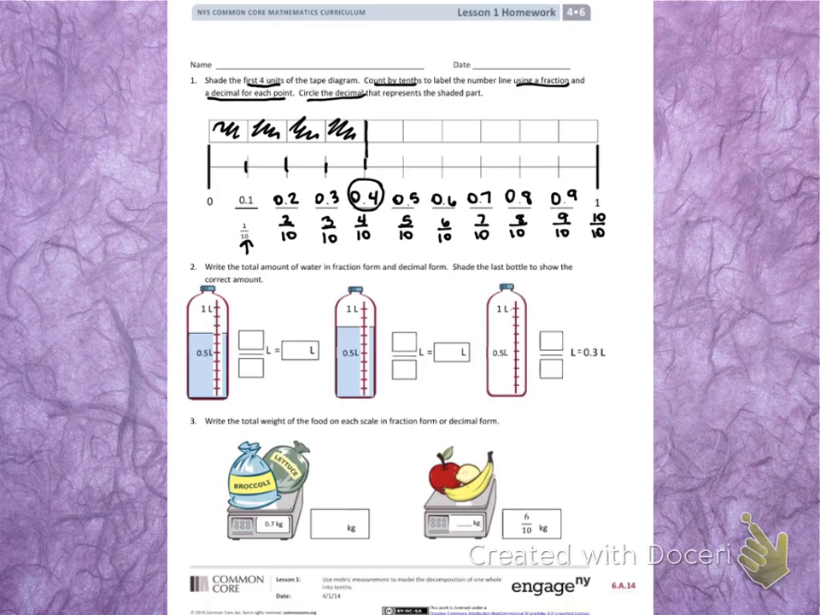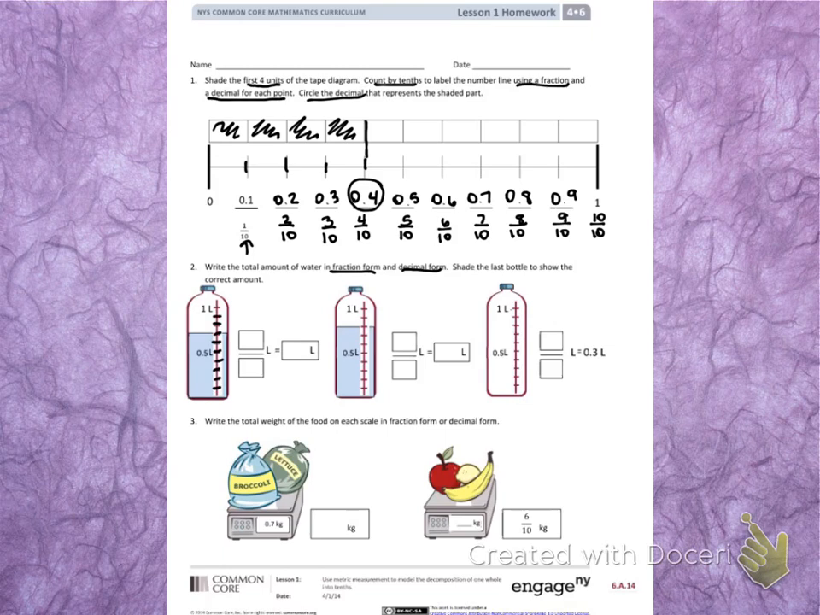Problem number 2. Write the total amount of water in fraction form and decimal form. I'm going to go ahead and underline fraction form and decimal form. Shade the last bottle to show the correct amount. So when I look at my water bottle, I can see it's 1 liter, and it's broken down 1, 2, 3, 4, 5, so that's 5/10, 6/10, 7/10, 8/10, 9/10, and 1 makes all the way up.